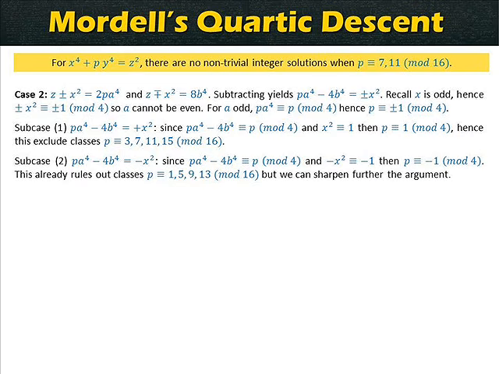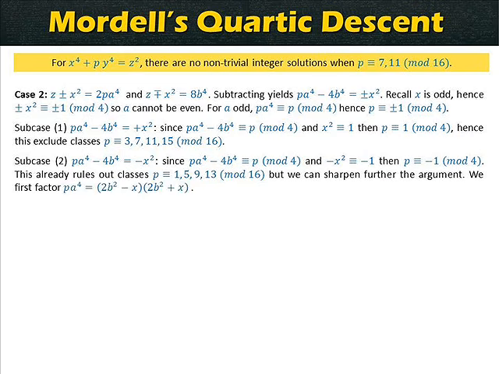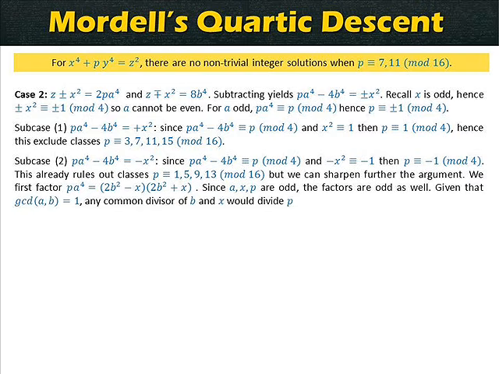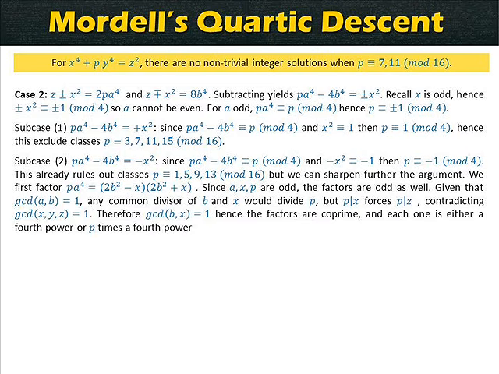But we can sharpen the argument further. We first factor, and since A, X, and P are odd, the factors are odd as well. A simple coprimality analysis shows that these factors are coprime. So each one is either a fourth power or P times a fourth power.